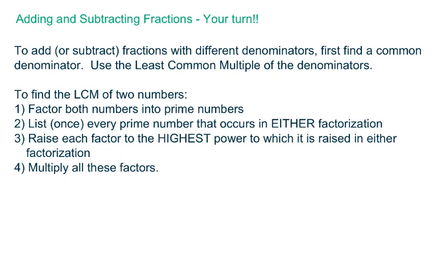This video is a companion video to the video listed right before it in your assignment entitled Adding and Subtracting Fractions Lesson. In that video, we talked about how to add and subtract fractions, particularly if the denominators were different. And we found out that in that case, you first need to find a common denominator. And the best denominator to use is the least common multiple of the denominators. We also found out that finding the least common multiple involves 4 steps.